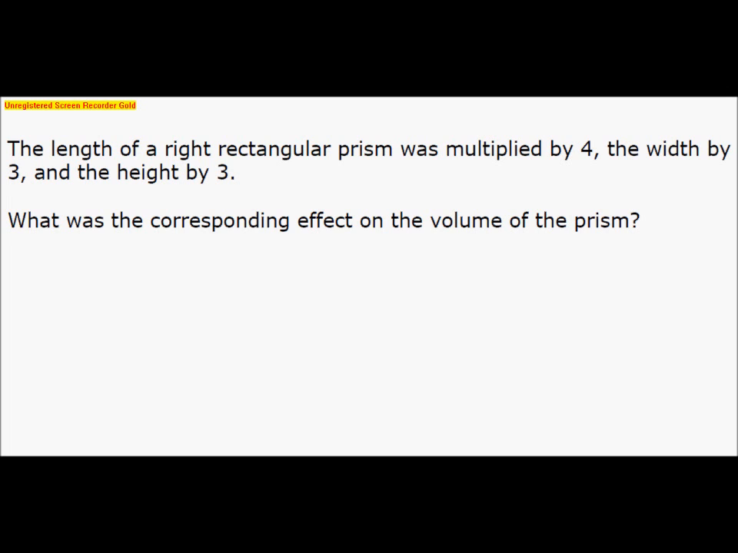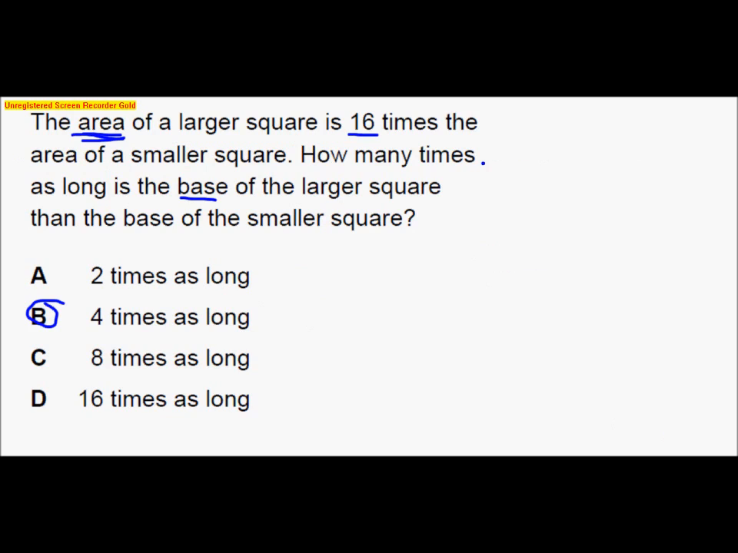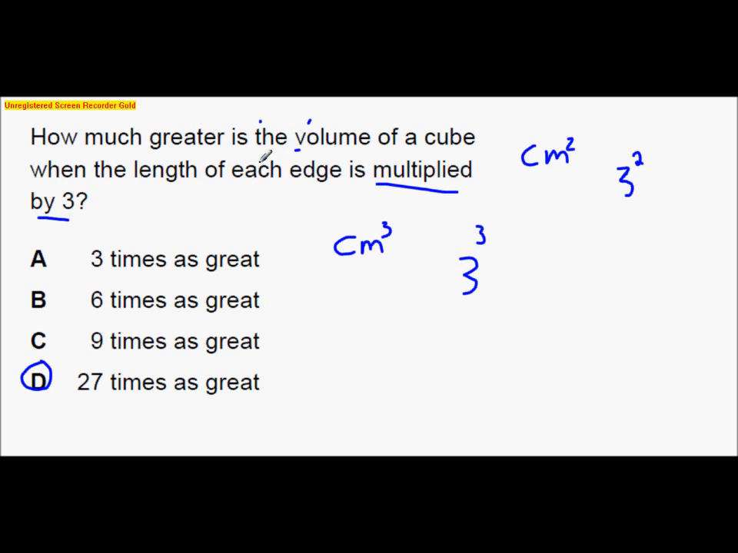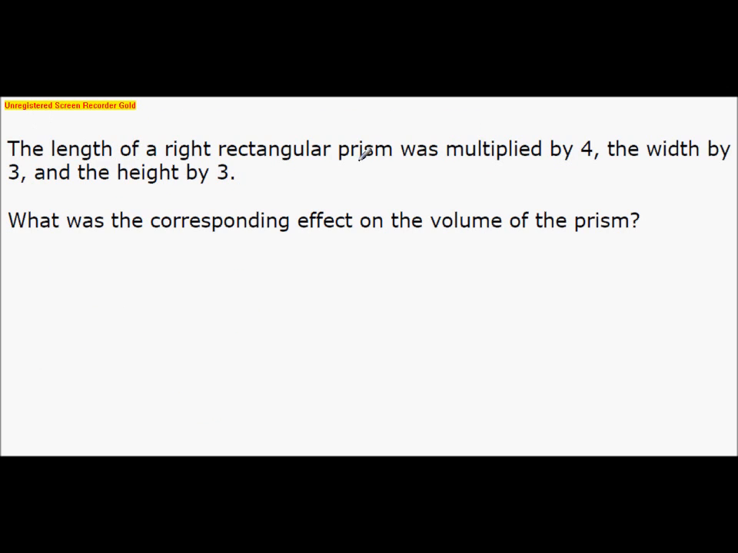Okay, and so if we go back to 2 problems ago, we look at this one. It says, how much greater is the volume of a cube when the length of each edge is multiplied by 3? And so here, each side was multiplied by the same number, and it was 3. And so what we did was we took that 3 and we just cubed it. We multiplied it by itself 3 times. Here, this is different because each side is different. So when each side is being multiplied by a different amount, you want to take those numbers and multiply them all together.